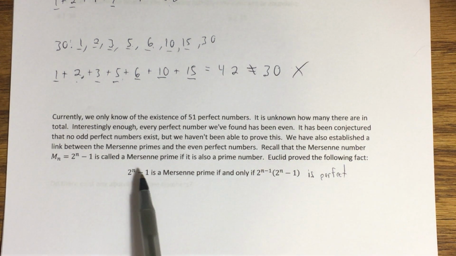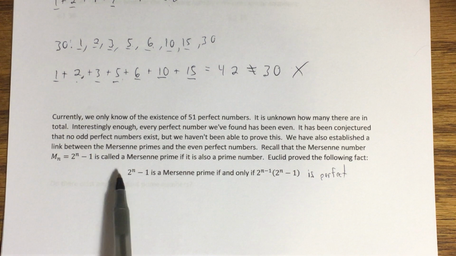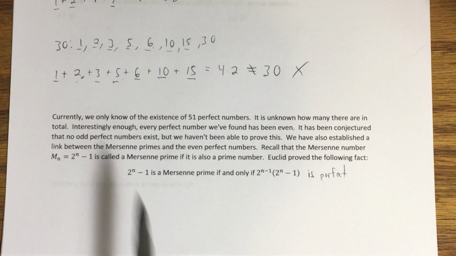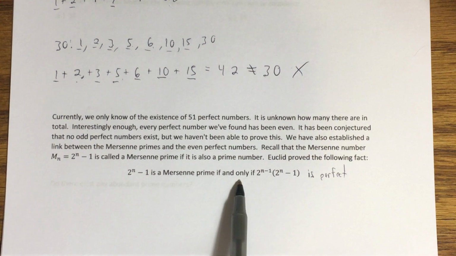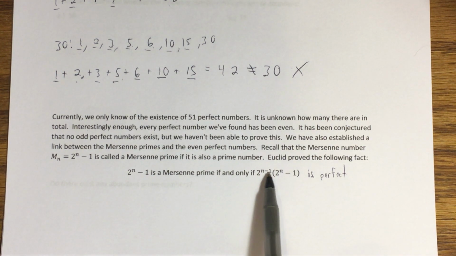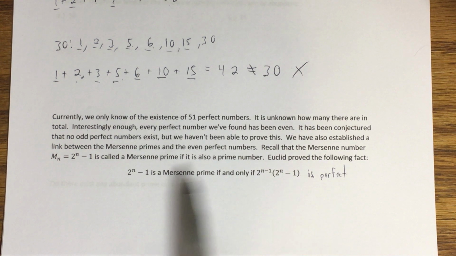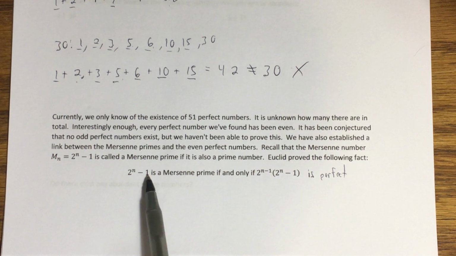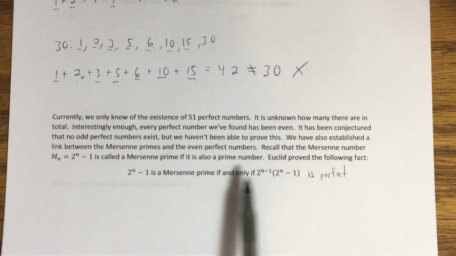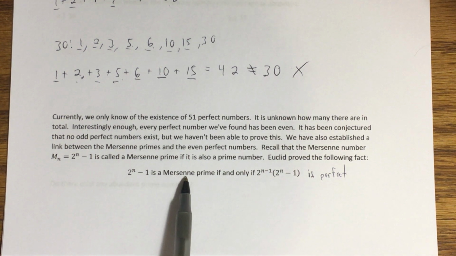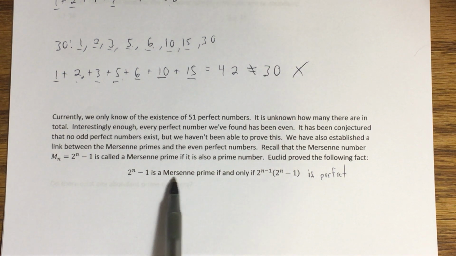If 2 to the n minus 1 is a Mersenne prime, so if this is a prime number for some natural number n, let me say that differently. 2 to the n minus 1 is a Mersenne prime if and only if 2 to the n minus 1 times that Mersenne prime, 2 to the n minus 1, is a perfect number. Now, back in Euclid's time, they didn't have that terminology for it because Marin Mersenne came centuries after Euclid.